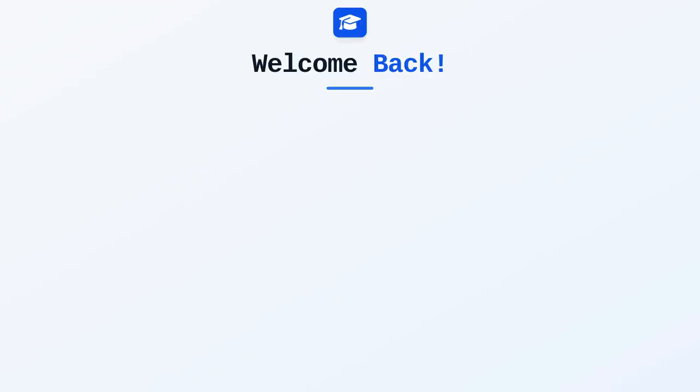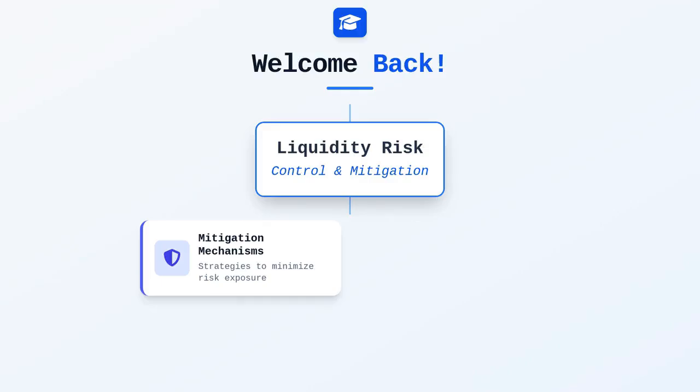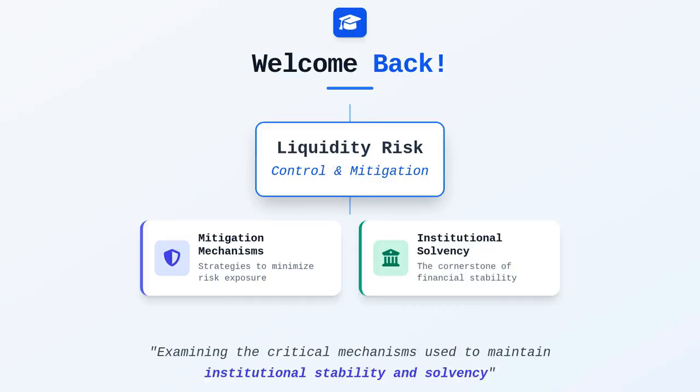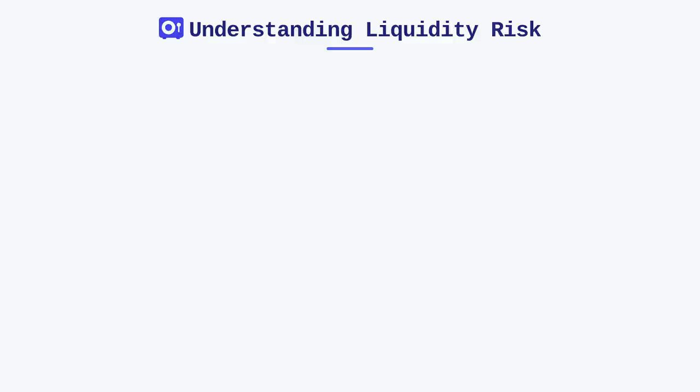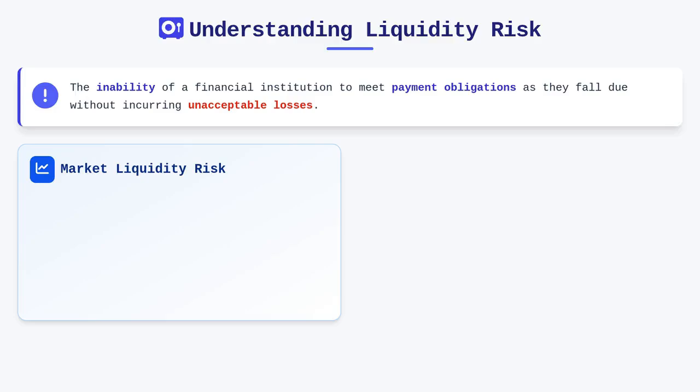Welcome back. In this lesson, we will examine the mechanisms used to control and mitigate liquidity risk, which is a cornerstone of maintaining institutional solvency. Liquidity risk effectively represents the inability of a financial institution to meet its payment obligations as they fall due, without incurring unacceptable losses. To manage this properly, we must first distinguish between market liquidity risk and funding liquidity risk.